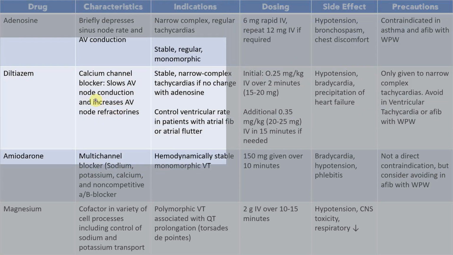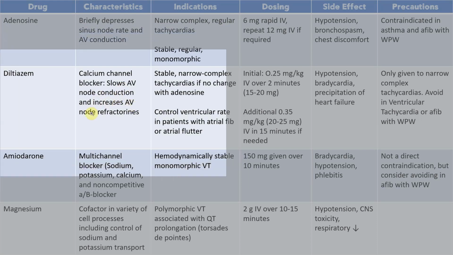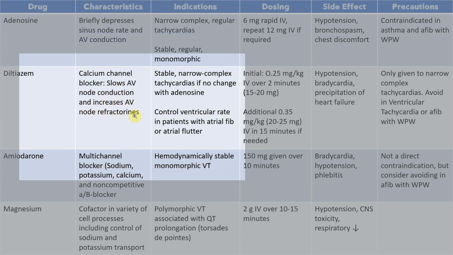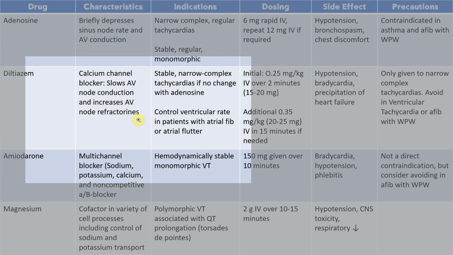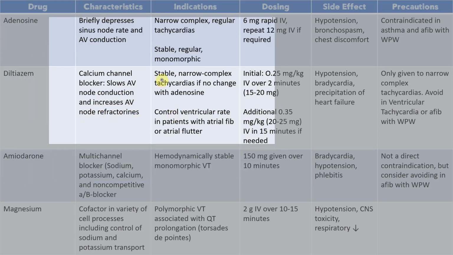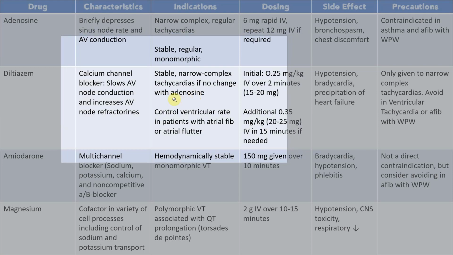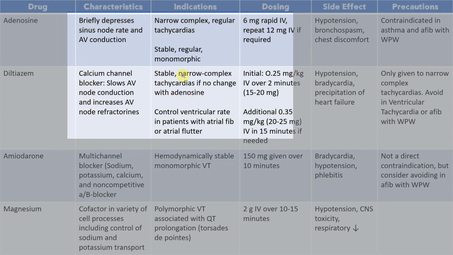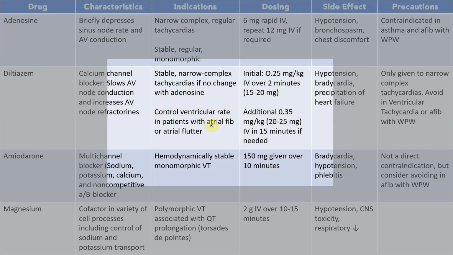Cardizem, that is a calcium channel blocker, so it slows AV nodal conduction, increases AV node refractoriness, so the cardiac conduction system is going to be more refractory to further impulses. The indication for that is stable narrow complex tachycardias. And from the AHA, they say if no change with adenosine. Now, clearly, that is for regular complex tachycardias. And then it is to control ventricular rate in patients with AFib or atrial flutter.